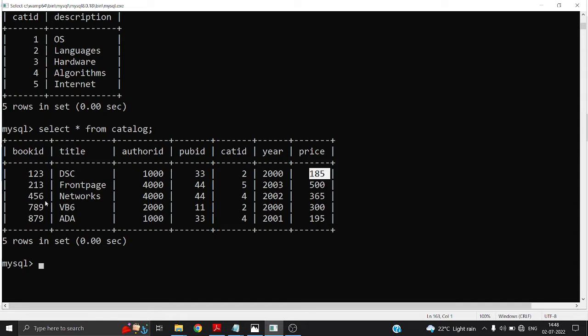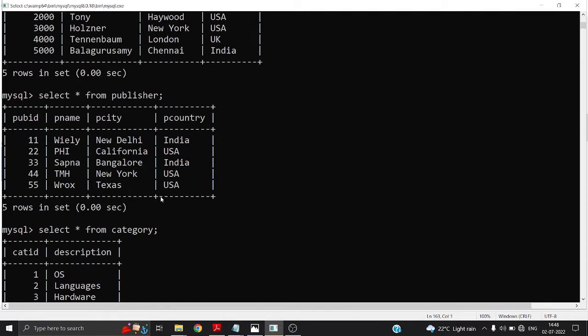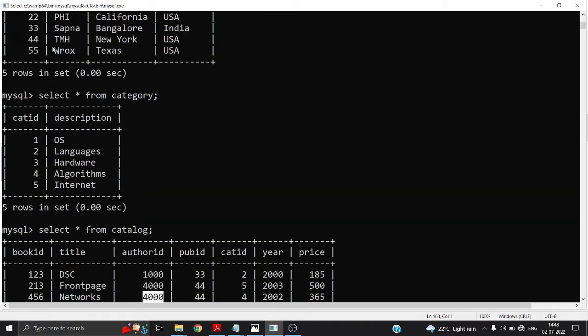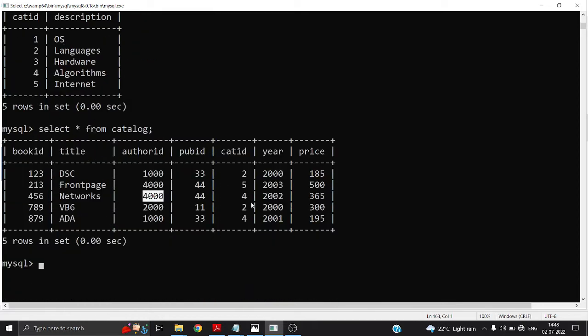We have 456, the subject title is networks, and the author of this textbook is 4000, which is Tenenbaum. Then 44 is the publisher ID, the publisher is TMH, that is Tata McGraw-Hill. Then the category is 4, related to algorithms. Then the year of publication is 2002 and the price 365. Like this we are supposed to enter the records into the table.